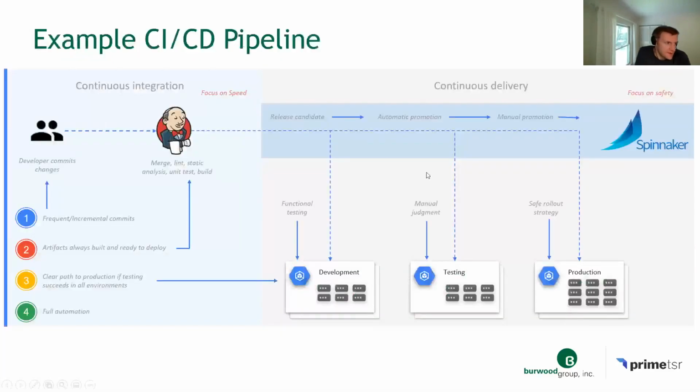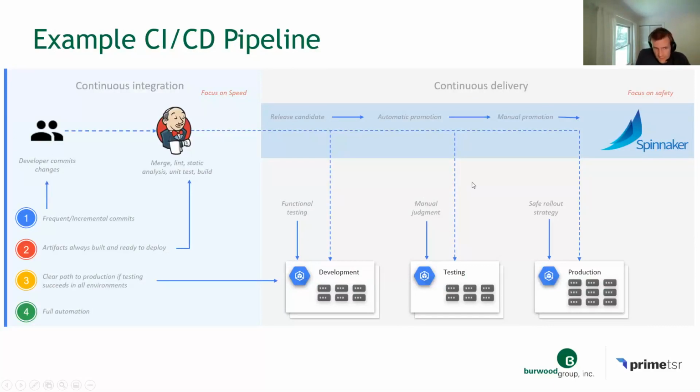So here's an example of our cloud-native CI/CD pipeline. We've got our developer committing the change. We're doing frequent incremental commits. Hey, our good friend Jenkins here is doing our automated merge, our lint, static analysis testing, unit testing, and then ultimately the build. We're going to run through and do our deploy where our functional testing is going to happen. Then, once that functional testing passes, it's going to be automatic promotion.